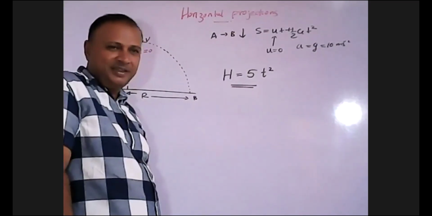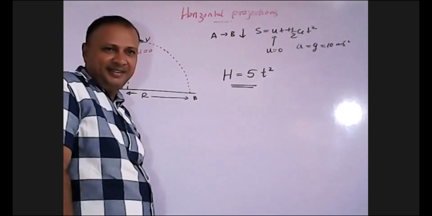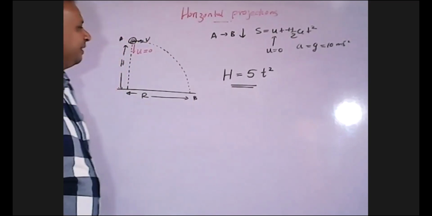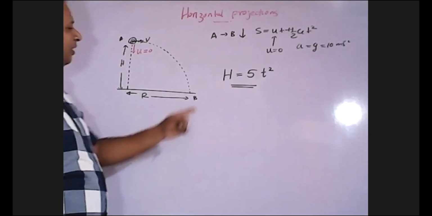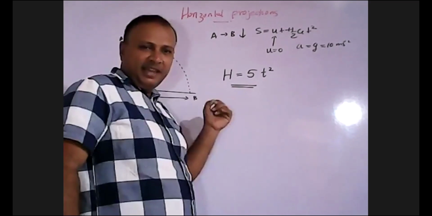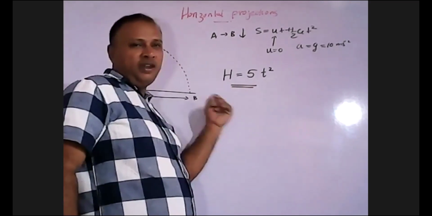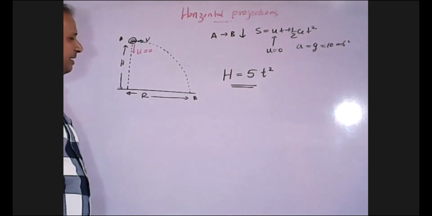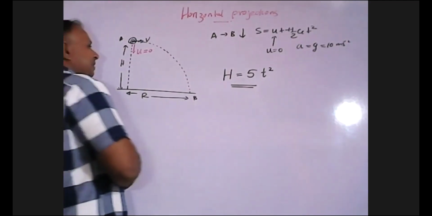That is equal to 5t square. Okay. So from that, I can find either T or H.